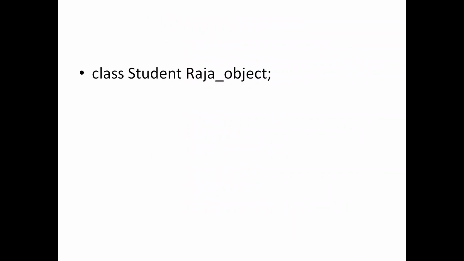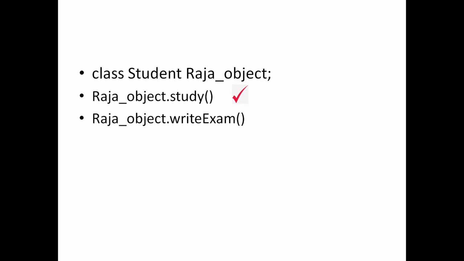So with the help of it I can make use of it. The first function call is made as raja_object.study. This will work perfectly since it's part of the class and part of the object. Similarly, I can also invoke the other method called write exam with the help of the object, and that is also already included in the class. So it will also be treated as valid by the compiler.